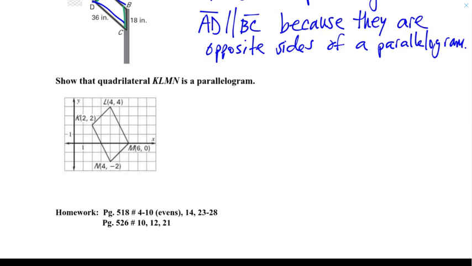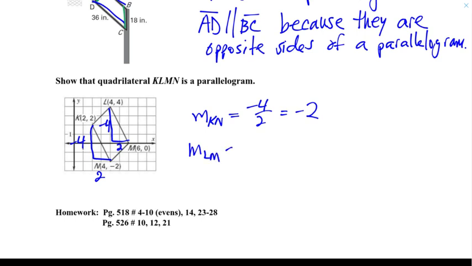So if I look at the slope of KN, I see a rise of -4 and a run of 2. So the slope of KN is going to be -2. If I look at the opposite side then, LM, I see a rise of -4, a run of 2. So we can see that the slope of LM is also going to be -4 over 2, which is -2. All right, so we can see based on the slopes there that those two sides are parallel.